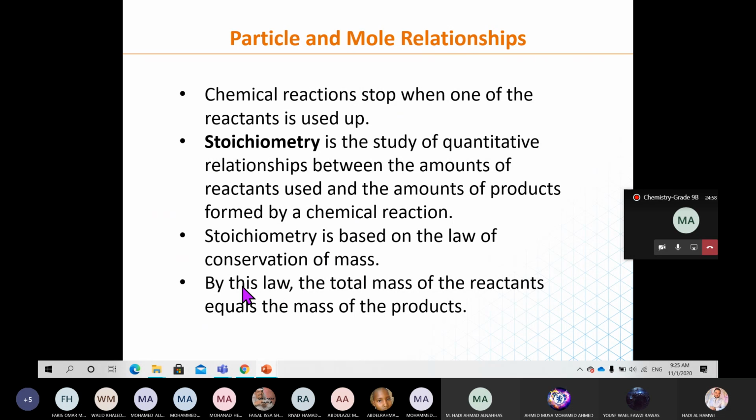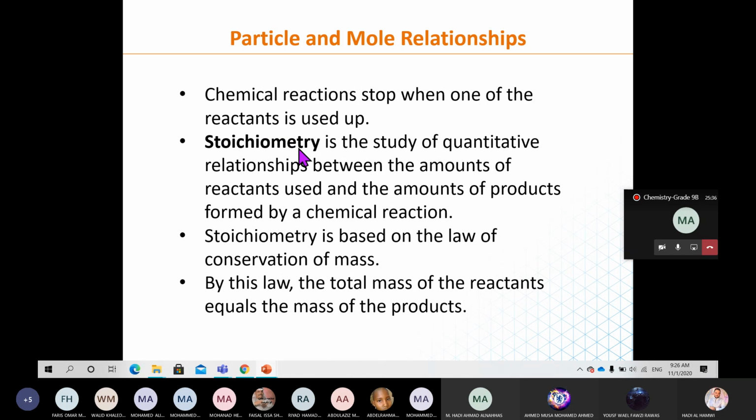So by this law, the total mass of the reactants equals the mass of the products. You know this from the previous year, also from grade 7. So we call it the law of conservation of mass. Let me please repeat what we took in this slide, very important. As we said, if one of the chemical reactants is used up, the chemical reaction will stop. Any one of the reactants is used up, there is no more of this reactant, so the chemical reaction will stop.